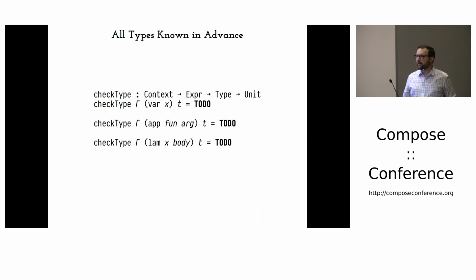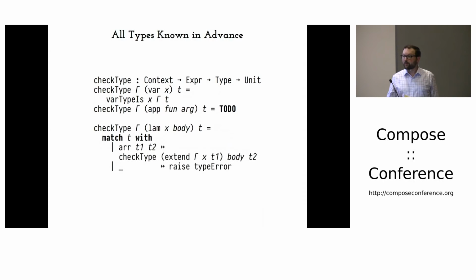So if I want to do type checking, for variables, I'm still in good shape. I call this helper function variable type is, and that does the lookup, and if it's found, then it just checks that the type we found is the one we expected, and throws an exception otherwise. For lambda, we're still in good shape. Because we have an expected type, we can analyze that type to find the type of the argument, to put into the gamma, and check the body.